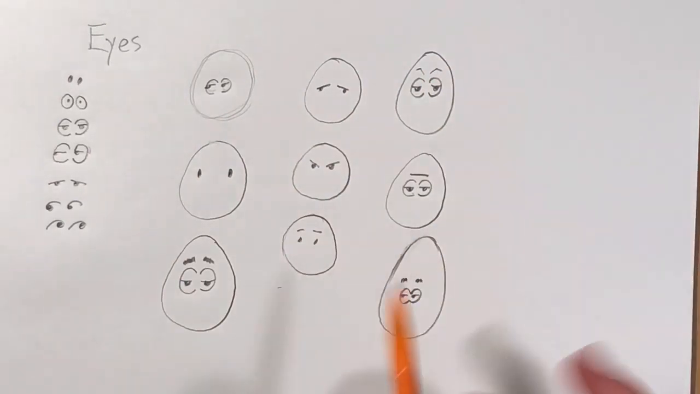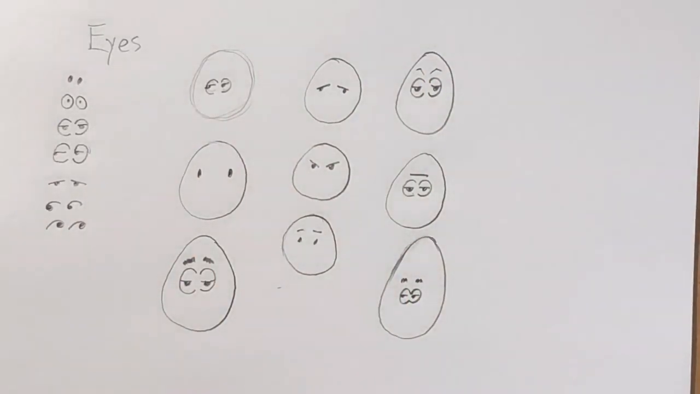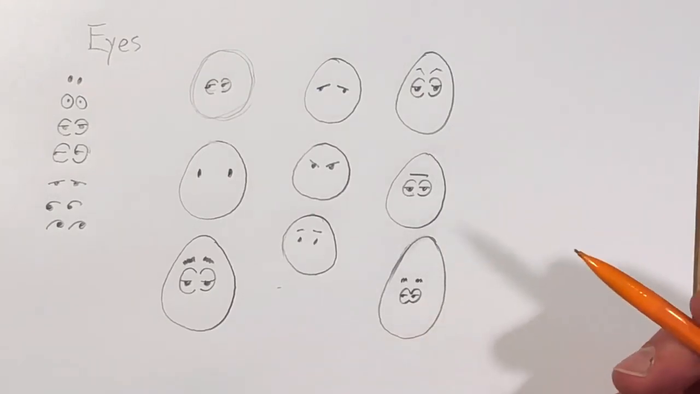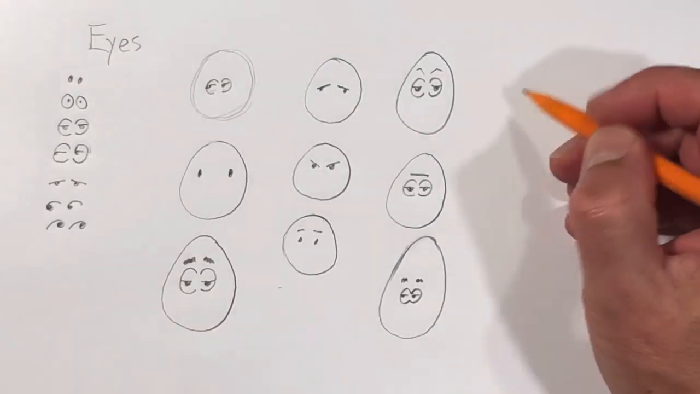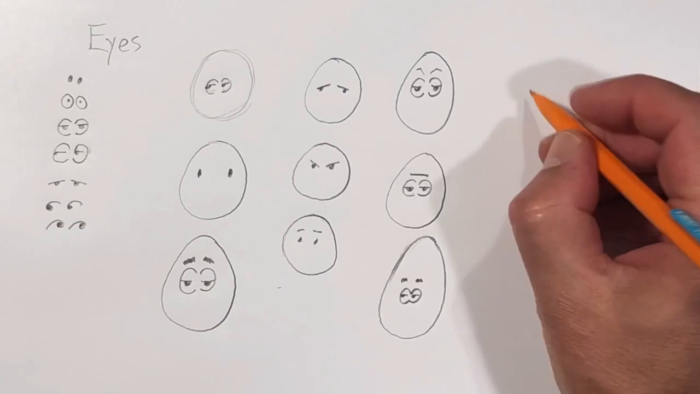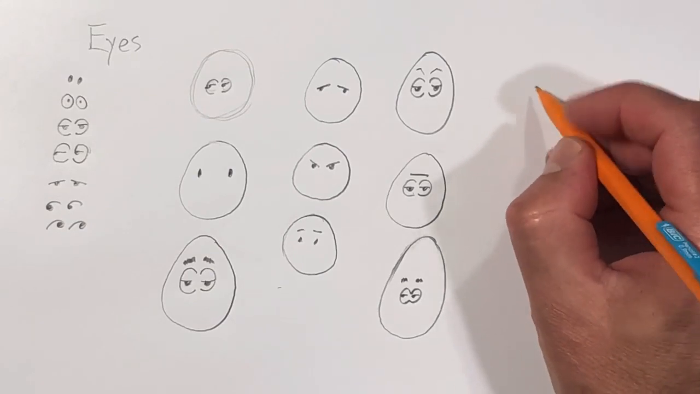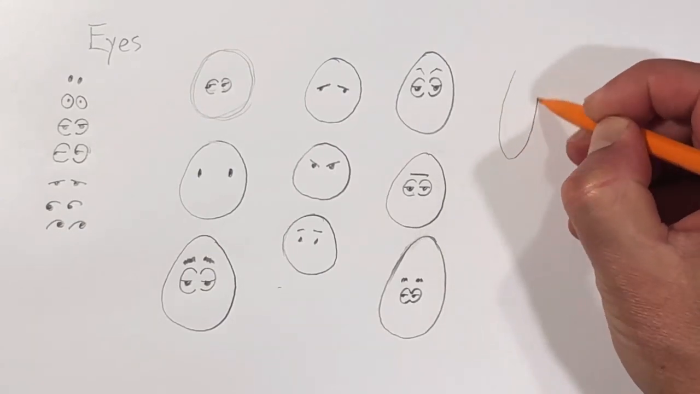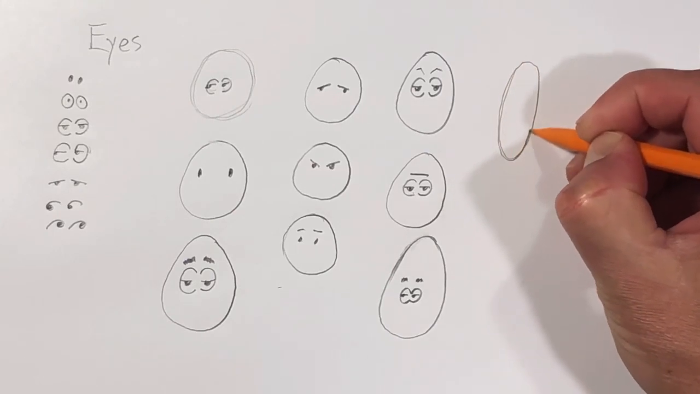So play around with different types of eyes. See which ones you like. See which ones you feel comfortable drawing. Maybe try some you don't feel very comfortable drawing. That's a great way to learn something about it. Let's see here. Let's give it one of these really tall, skinny ones. See what we can do here.